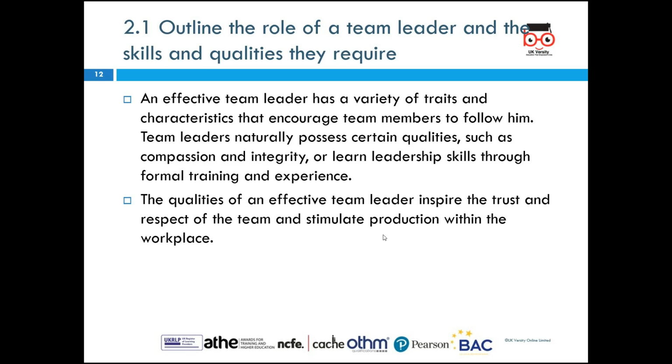So that was the role of a team leader. And now an effective team does actually have characteristics and traits as well that a team leader does to make sure that their team members trust them and follow them. So we're going to talk about what those are now.